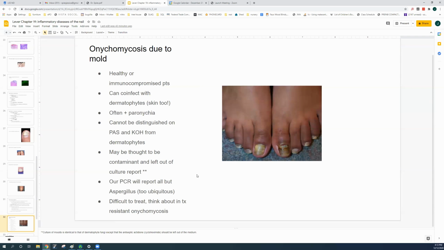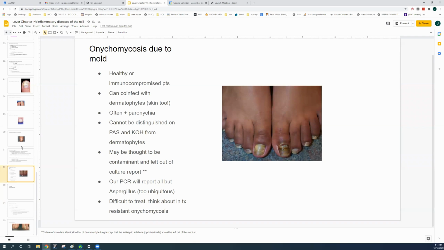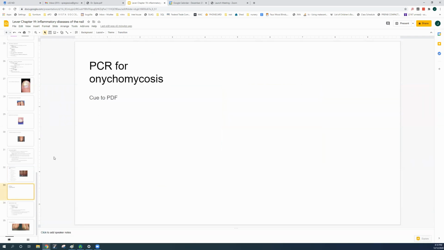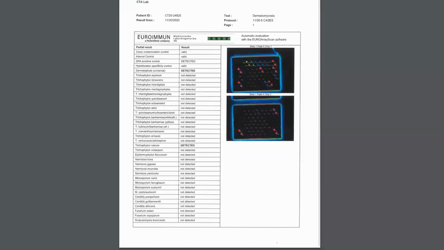I did want to also mention that culture of molds is identical to that of dermatophytes, except that actidione, which is the same thing as cycloheximide, is left out of the medium. So if you're going to send something for culture, you want to say that you're specifically looking for mold. However, I highly recommend that you do the PCR. It's much more sensitive. So here I have an example of a report on a PAS positive nail.